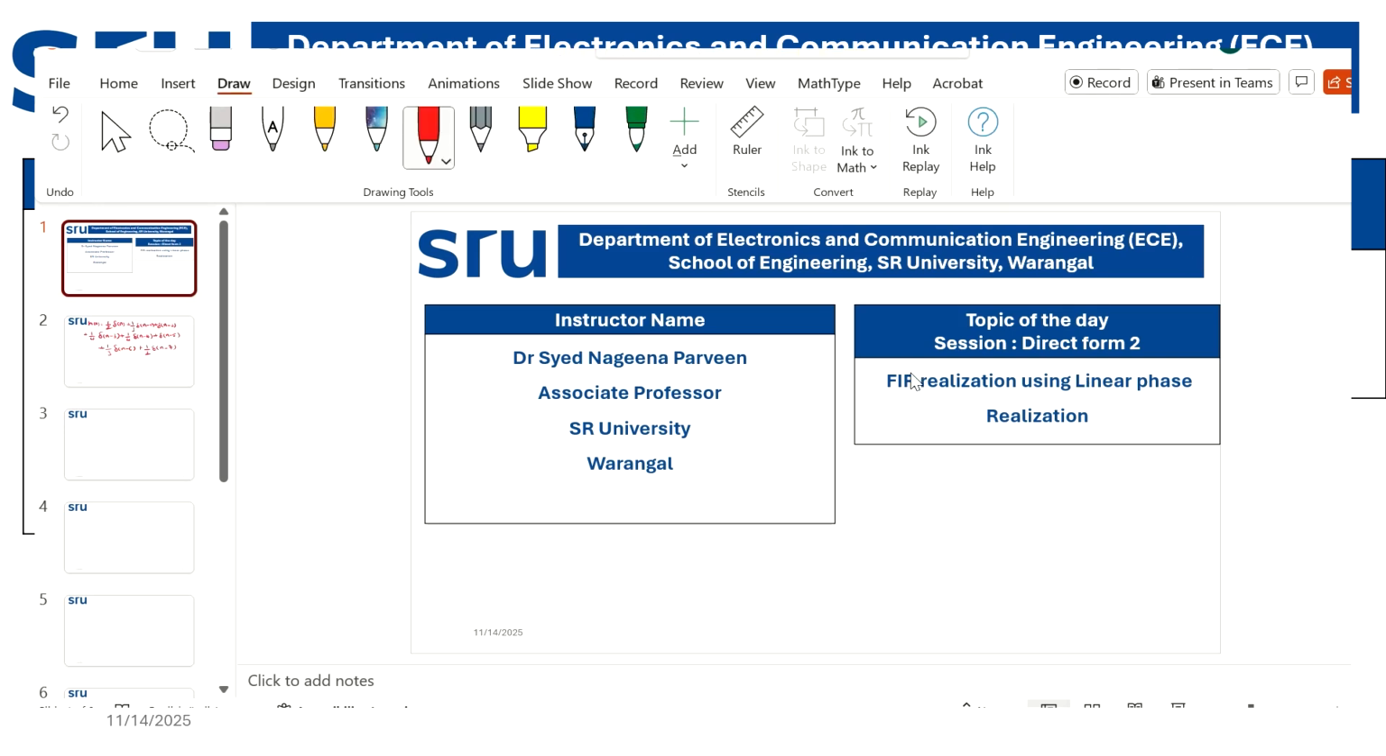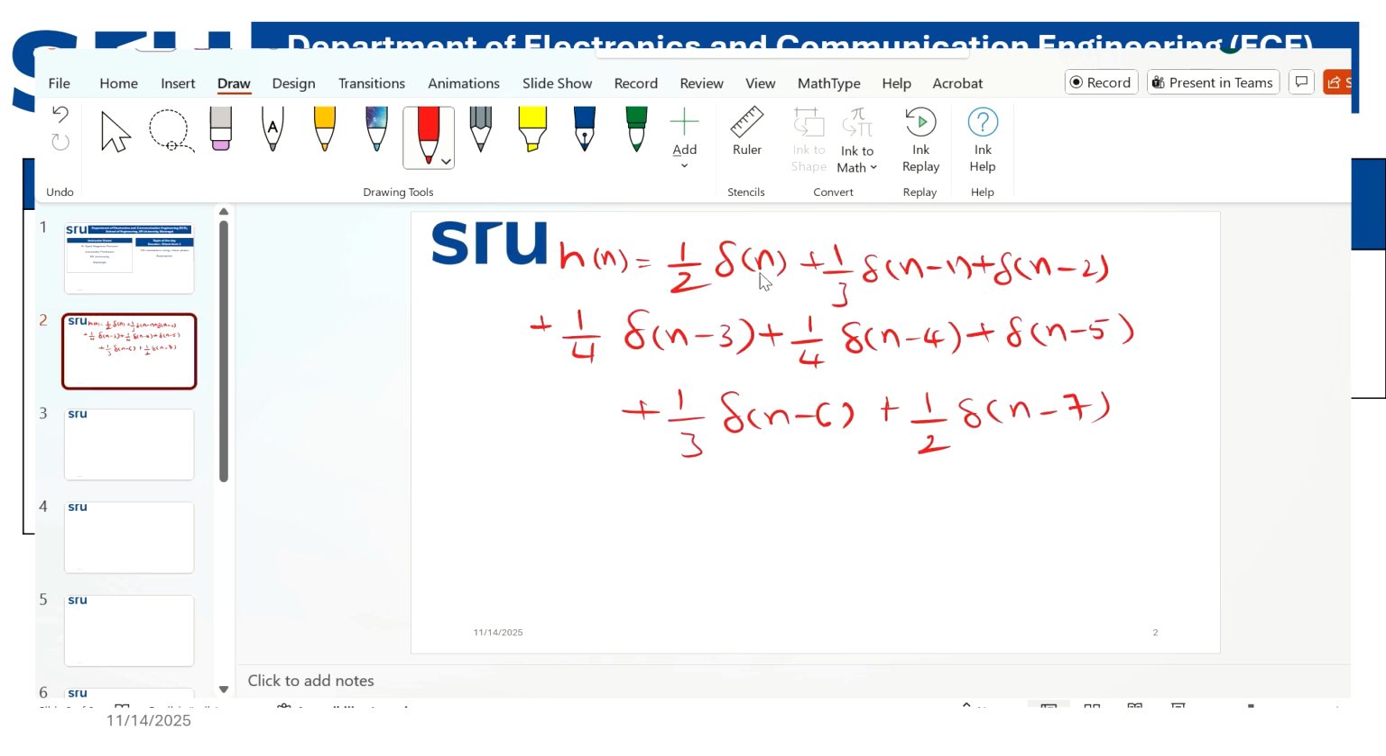Today's topic is realization of the FIR filter using the linear phase. Last class we discussed the structure for linear phase realization when n is odd, and today we will discuss n is equal to even. The same structure we are discussing, and this is the given difference equation.